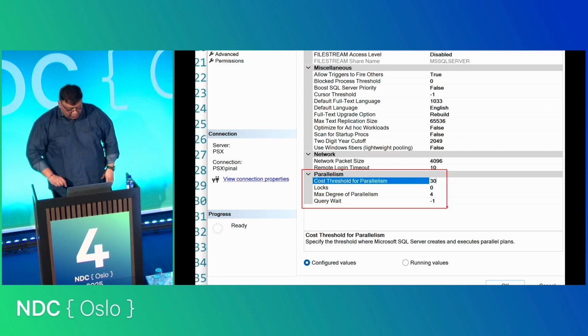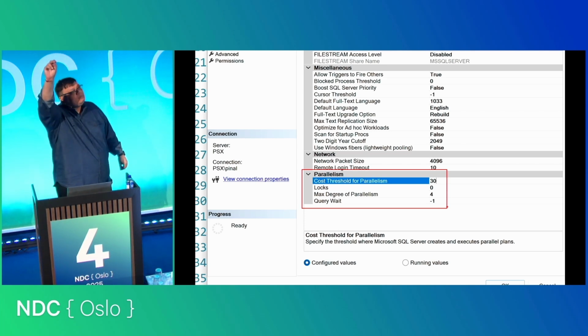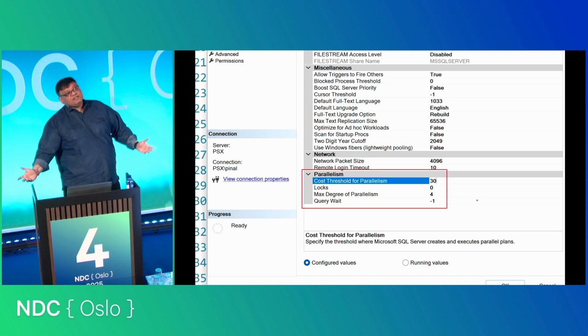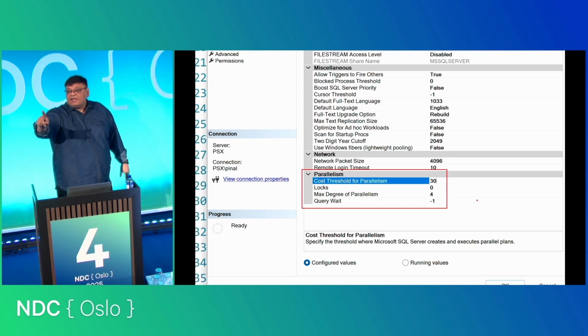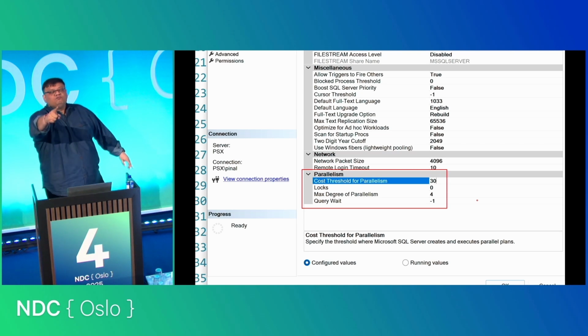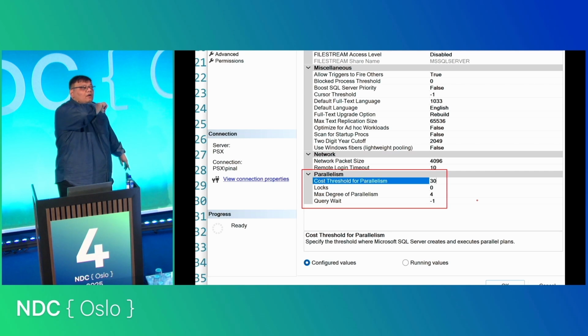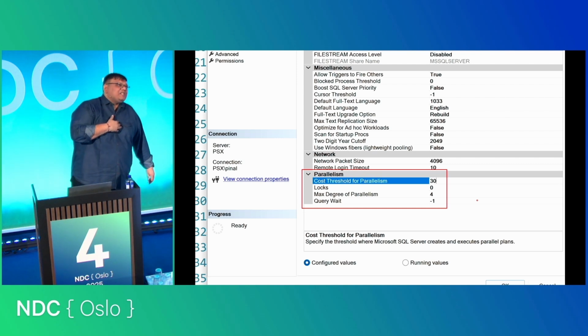If you search on the internet, what should be the cost threshold of parallelism? Somebody will say it should be 30. Somebody will say it should be 50. Somebody said 25. But everybody is saying it should not be 5. So everybody agrees on what it should not be. Zero, my heart skipped actually, and I became speechless. The reason is that when you set it to 0, pretty much every query will always go parallel.